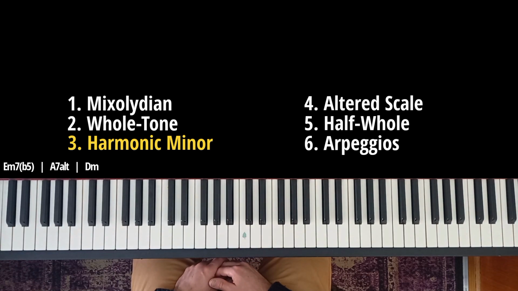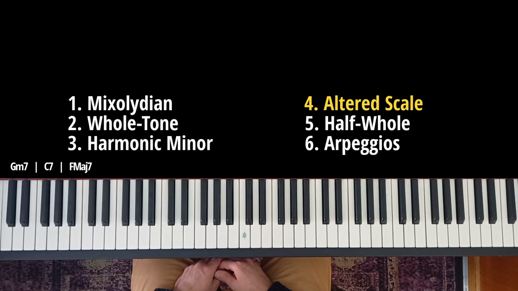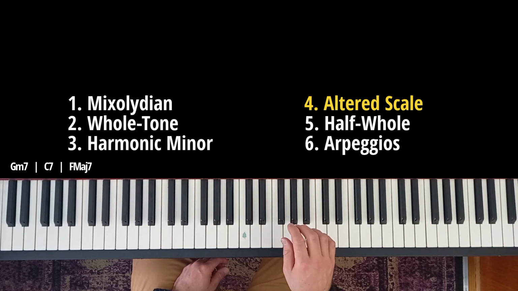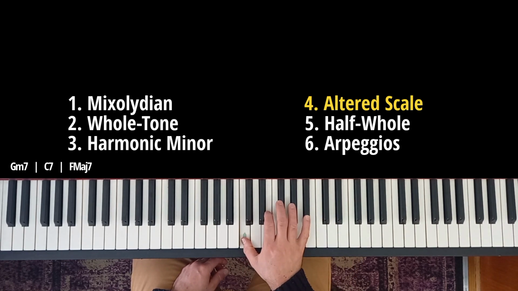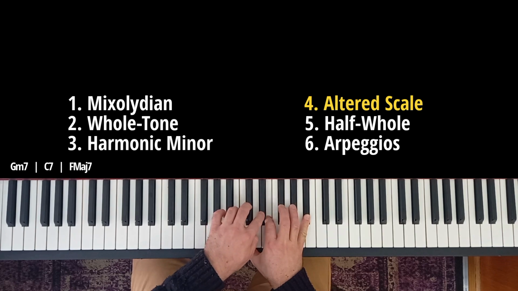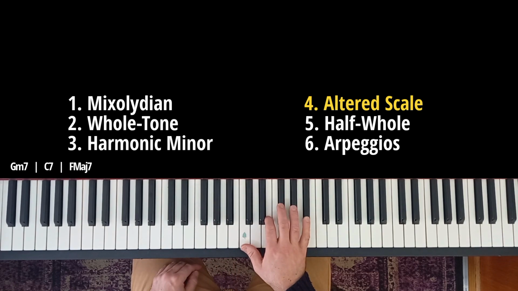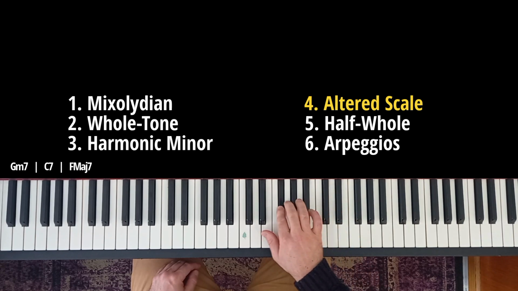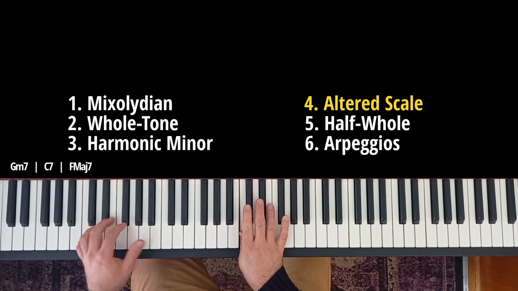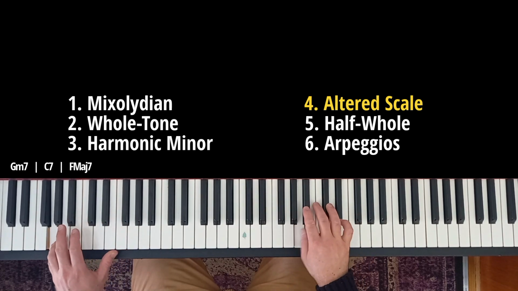Cool. The next one we covered was the altered scale, so just remembering that in C, we've got our C7, and it's basically all the chromatic extensions in there. Or you can think of it as D flat jazz minor, but starting C to C. So in context.